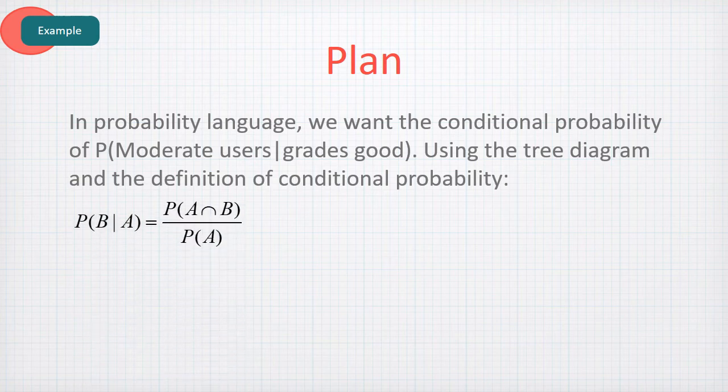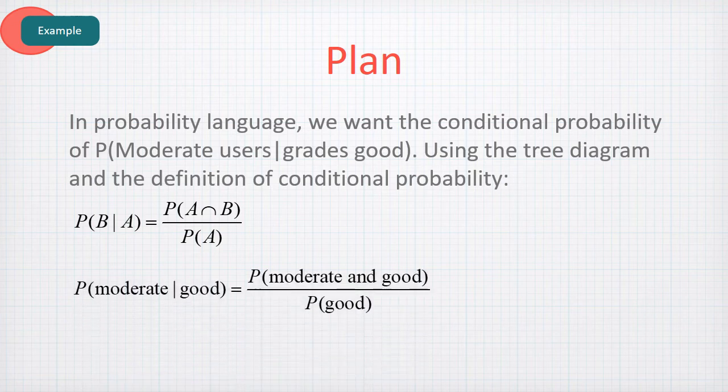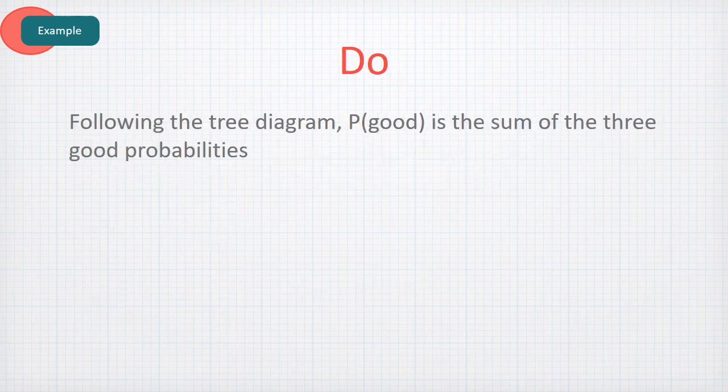The definition of conditional probability being that the probability of event B, given that event A has happened, is equal to the probability of A and B happening divided by the probability of A. In terms of what we're talking about in the context of this problem, the probability of moderate media using, given that grades are good, is equal to the probability of moderate media using and good grades divided by the probability of good grades. Okay, the do.